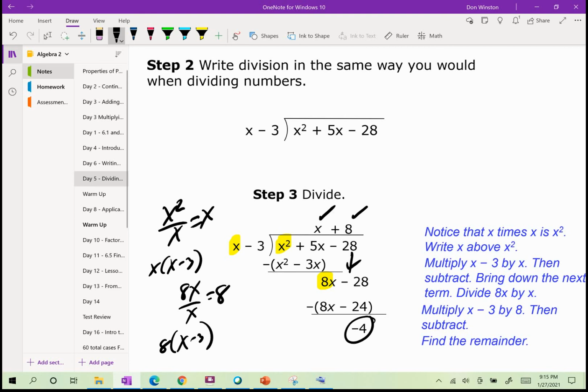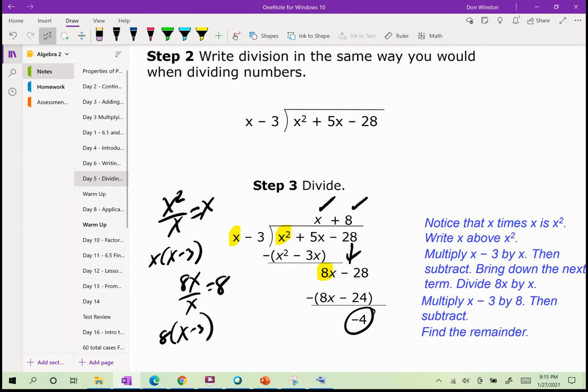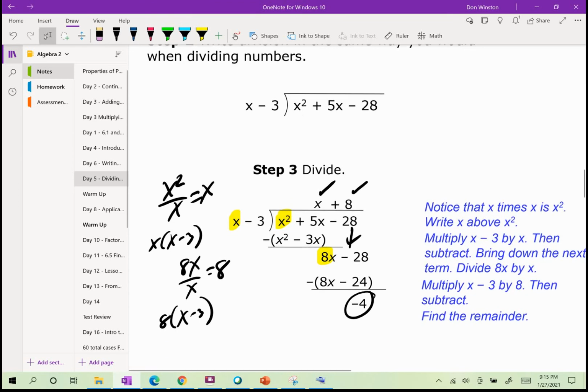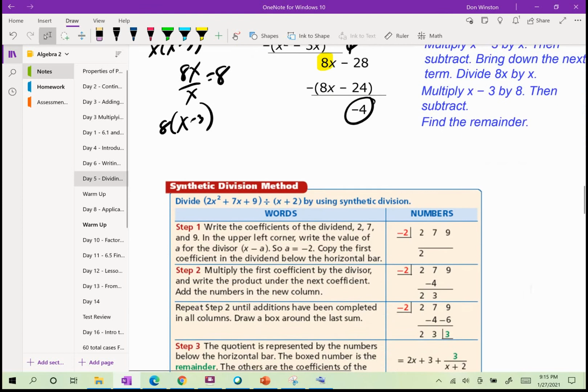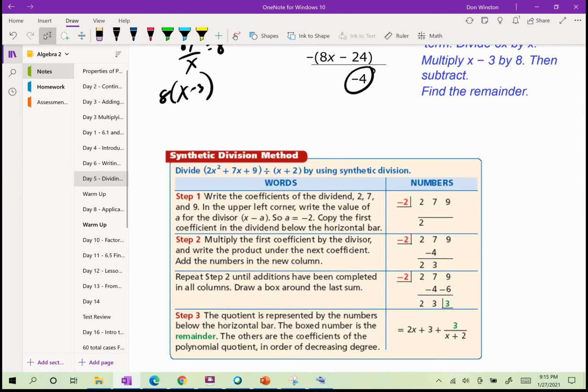Well, that's long division of polynomials, which we don't do too much. You'll do much more of that in pre-calc and calculus. Okay, but I avoid it on the test, because most of what we do is synthetic division. So let's look at the process of synthetic division. Synthetic division works like this.